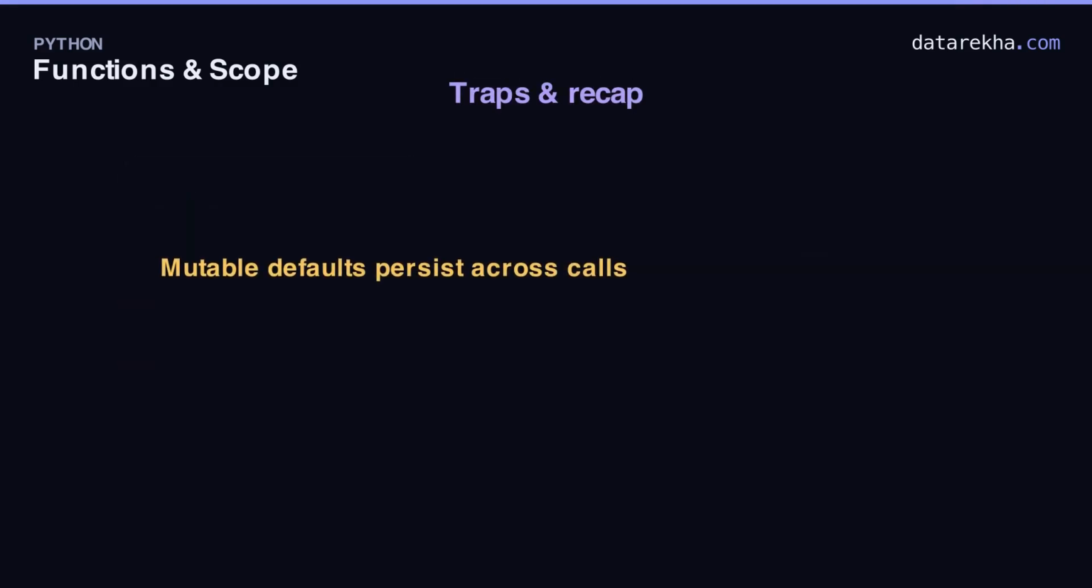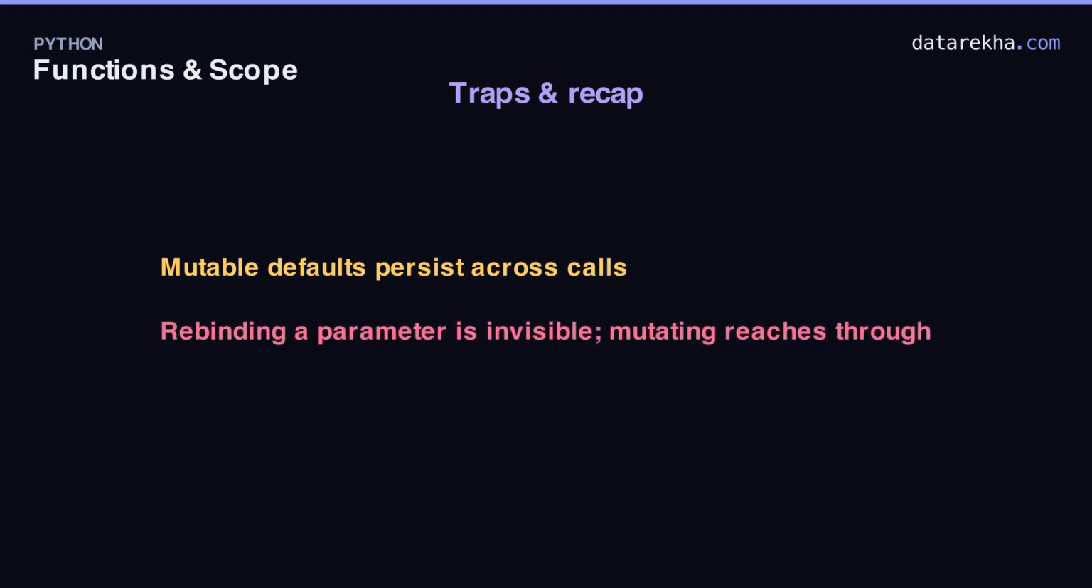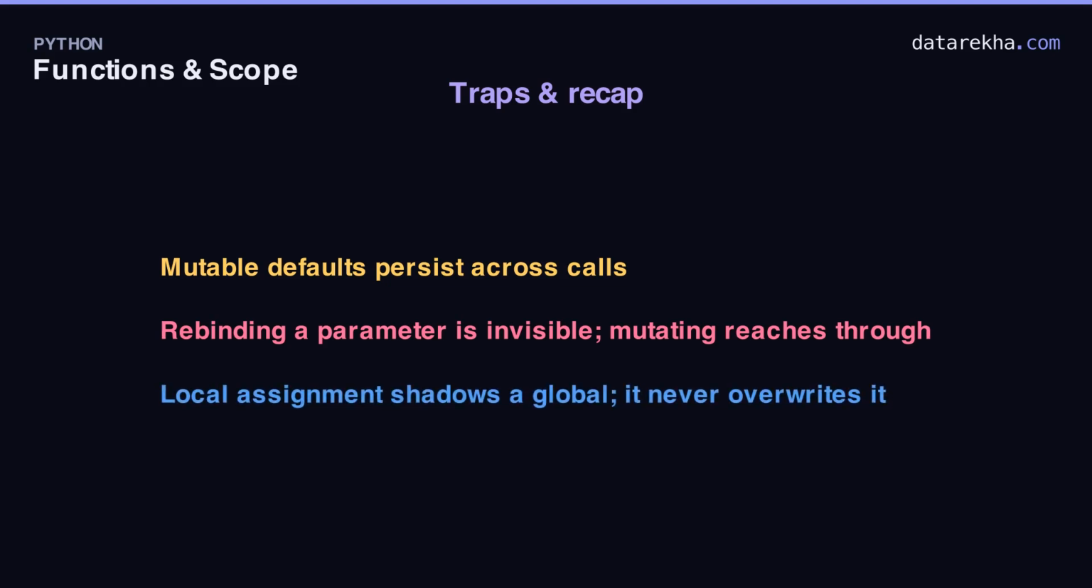The number one trap, a list or dict default, is created once at definition and reused every call. Default to None and build a fresh one inside. Rebinding, k = something, lst = something, only changes the local name. Mutating, append, or lst[0] = something, changes the shared object the caller can see. Assigning to a name inside a function makes it local. To reassign a global from inside, you must declare global first. A function with no return statement hands back None. Printing a value is not the same as returning it.